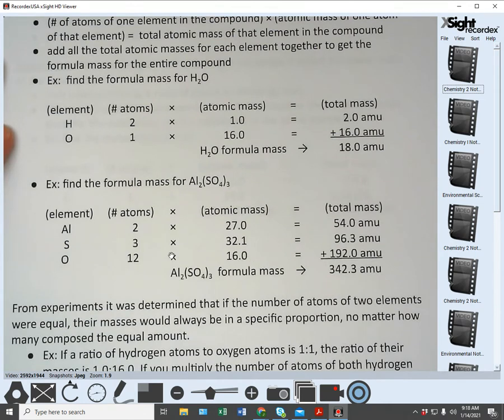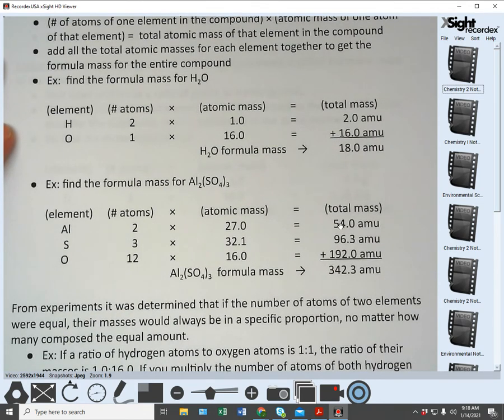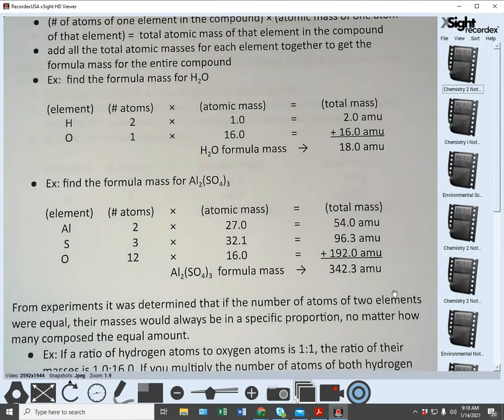Oxygen is 16. And we multiply 2 times 27 gives us 54. 3 times 32.1, 96.3. 12 times 16, 192. Add them all together, 342.3 AMUs is the formula mass for aluminum sulfate. Okay? All right.